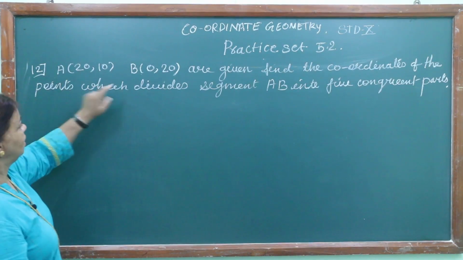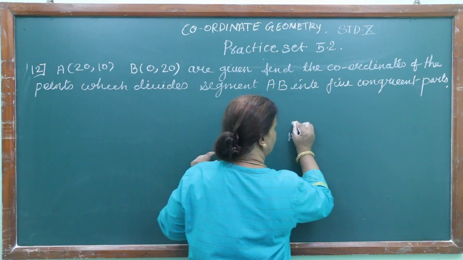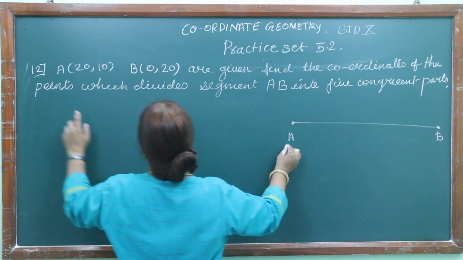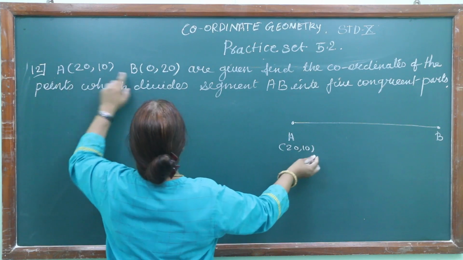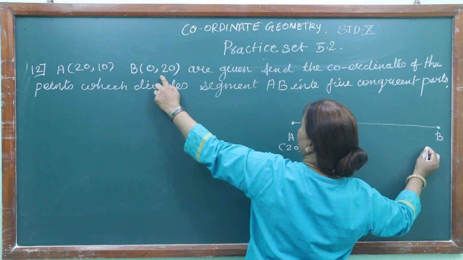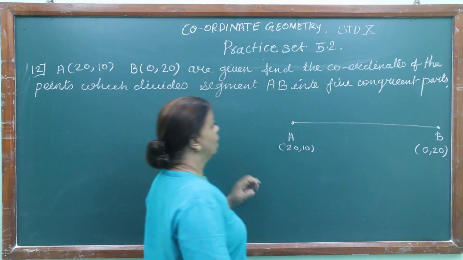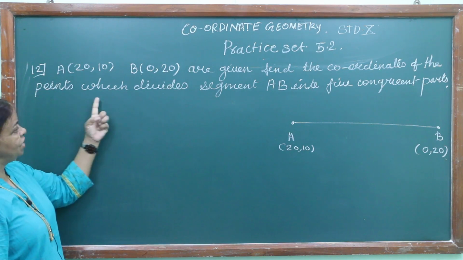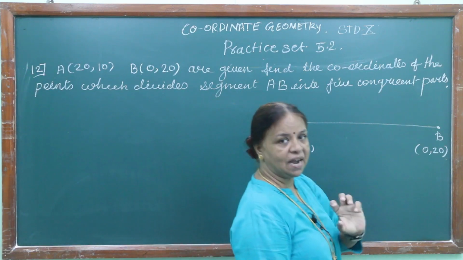There is a point A and B. Point A and point B. The coordinate of point A is 20, 10 and coordinate of point B is 0, 20. We have to find the coordinates of the points which divide the line segment into 5 equal parts.